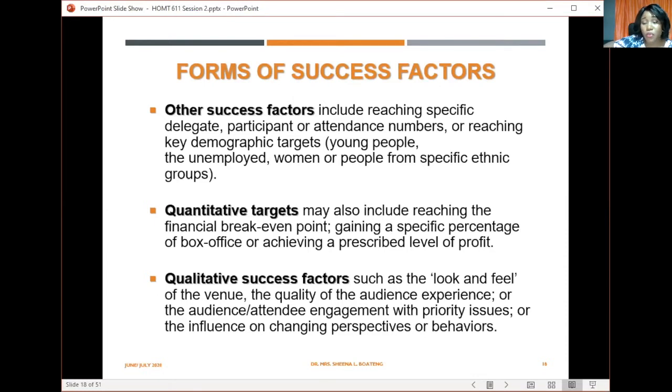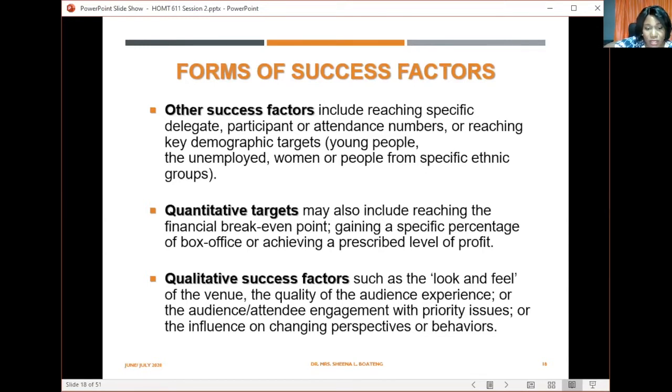Given that they are importing all these artists from abroad and they have to pay them certain appearance fees and stuff, it's about being able to financially break even, and perhaps it will be more desirable to make a profit, right? So these are some quantitative targets that can be used to measure success.